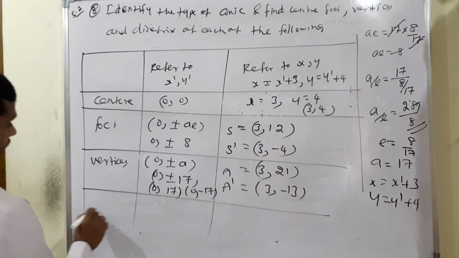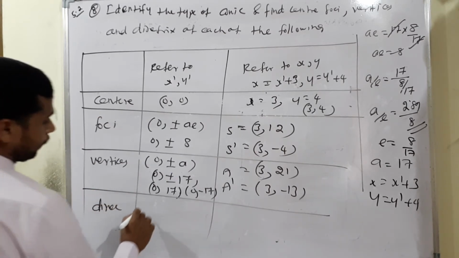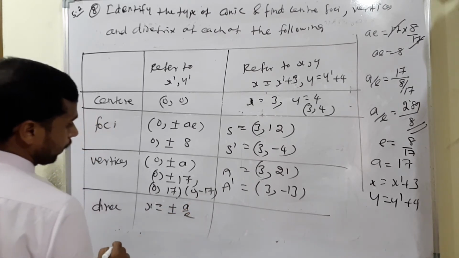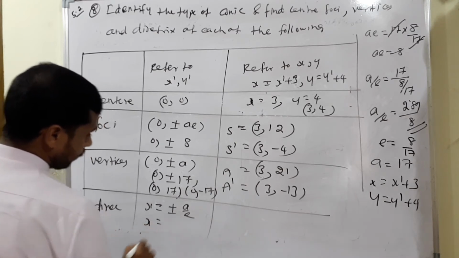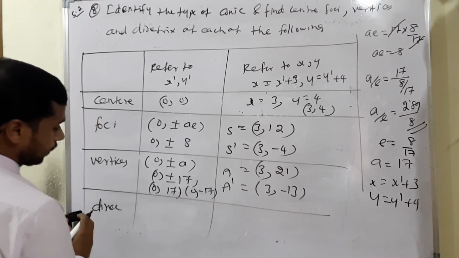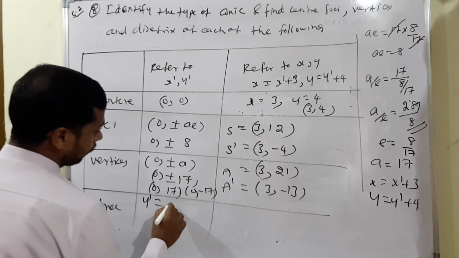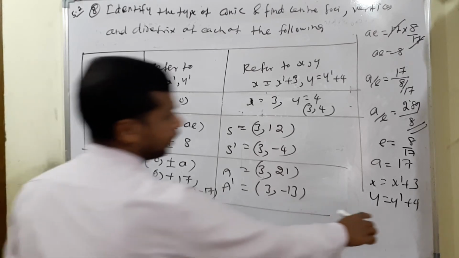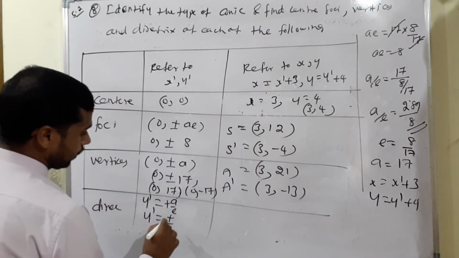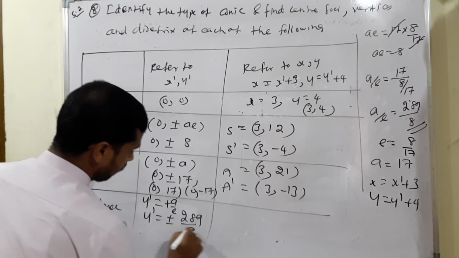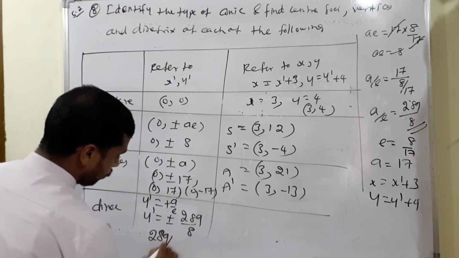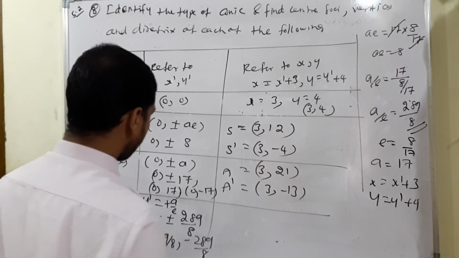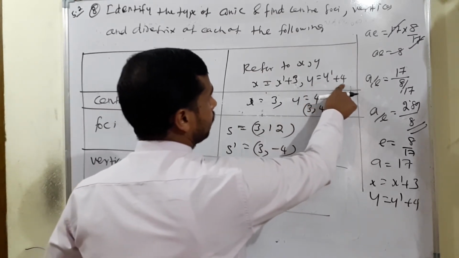Next one, vertices directrix, isn't it? So, directrix means definitely x is equal to plus or minus a by e. Plus or minus a by e means, so y term, no sorry, parallel to y axis, isn't it? So, parallel to y axis means y dash is equal to plus or minus a by e. Therefore, y dash is equal to plus or minus a by e is equal to 289 by 8. The first condition positive 289 by 8. Second condition 289 by 8 in negative.